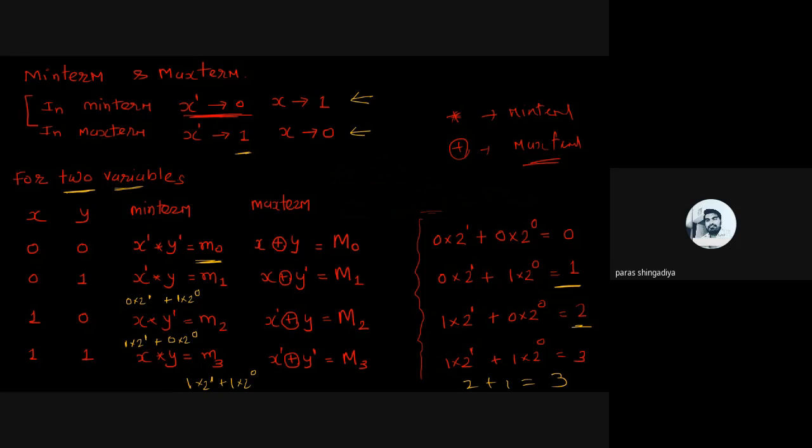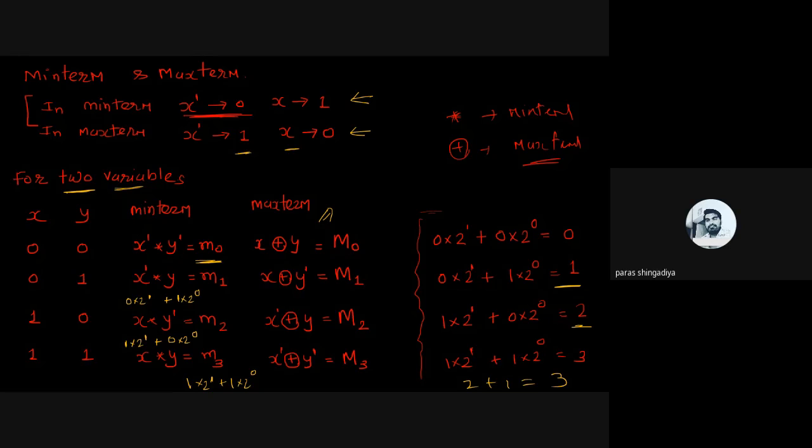So the expression of max term for 0 comma 0. In the max term, the normal value is considered as 0, and the complement value is considered as 1. So x dash is 1 and x is 0. Clear? So the expression will become x ring sum y. For a max term we use the ring sum, and for min term we use the star. So x ring sum y is capital M0. Let us apply the procedure to check the answer of capital M0.